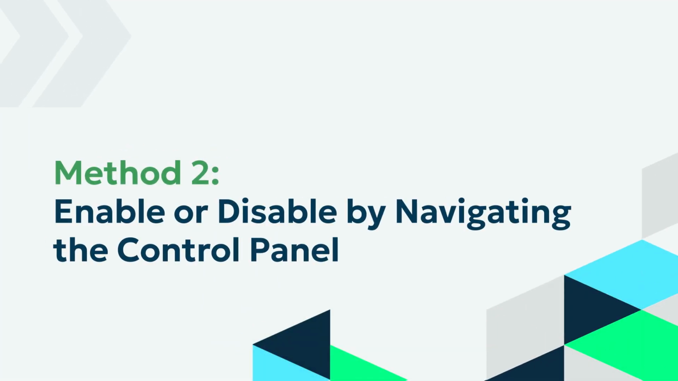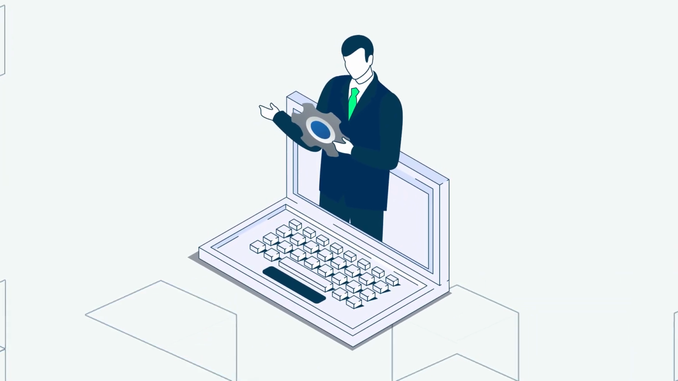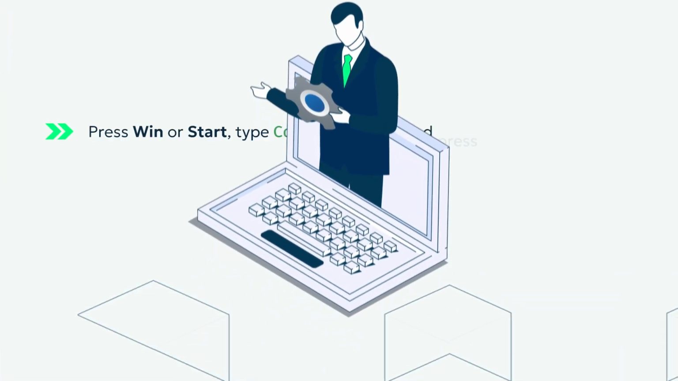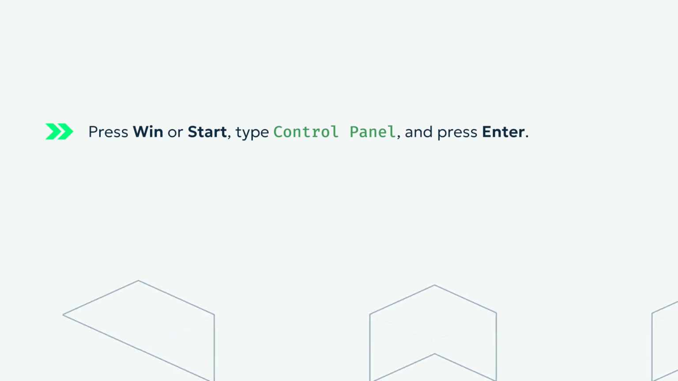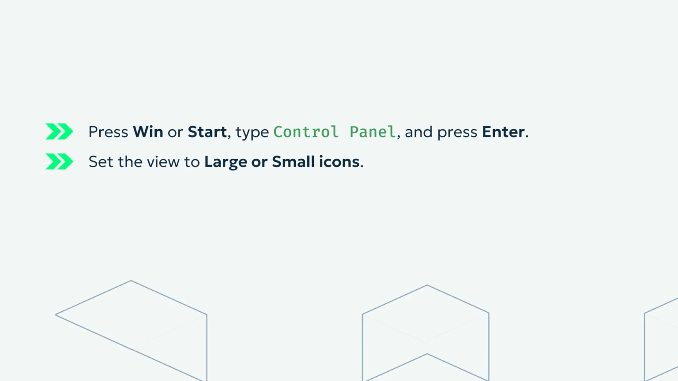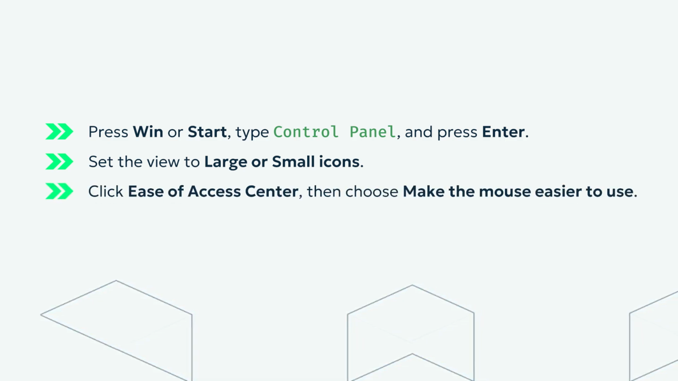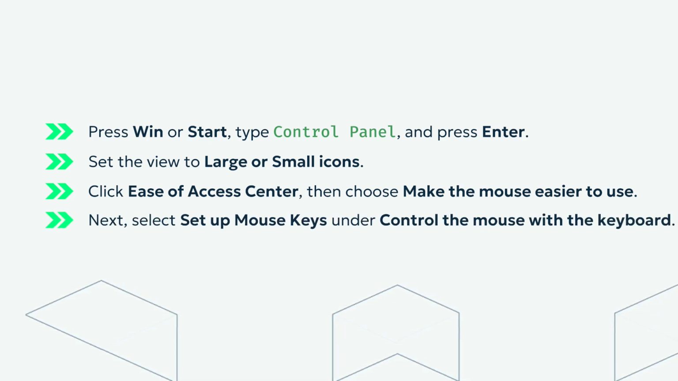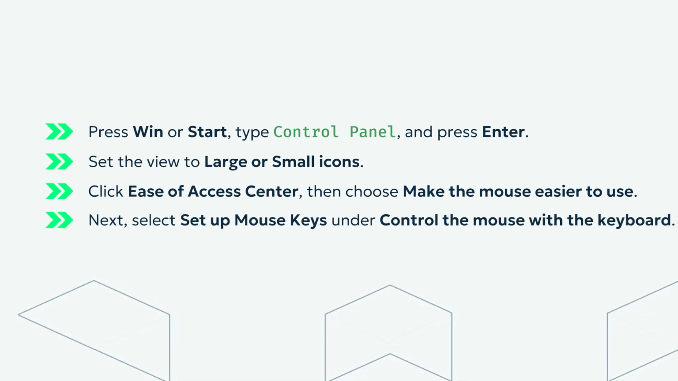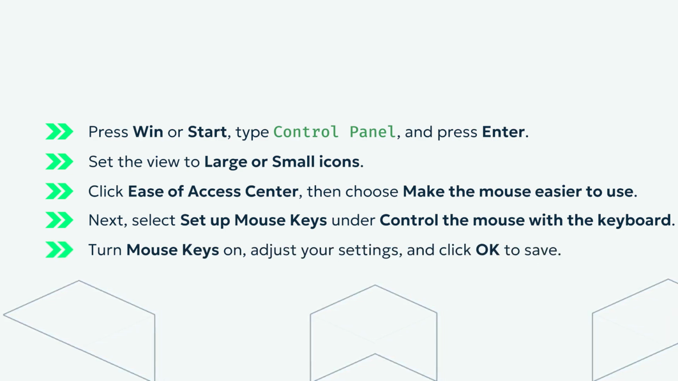Method 2. Enable or disable by navigating the Control Panel. This method provides access to advanced mouse key settings for further customization. Press Window or Start, type Control Panel, and press Enter. Set the view to large or small icons. Click Ease of Access Center. Then choose Make the mouse easier to use. Next, select Set up mouse keys under Control the mouse with the keyboard. Turn mouse keys on, adjust your settings, and click OK to save.